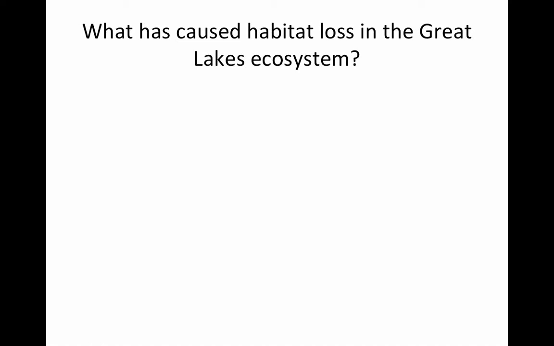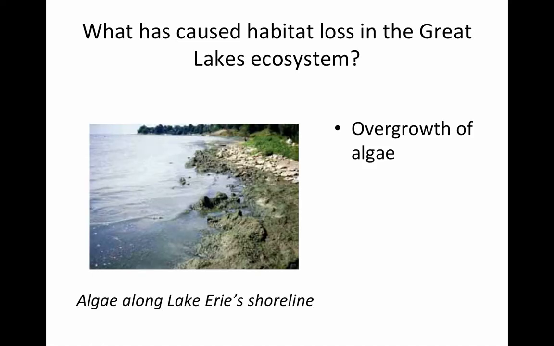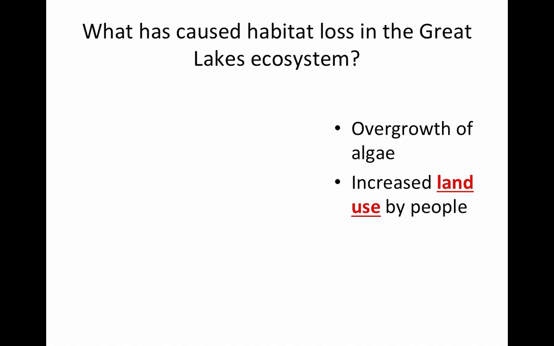First, one of the big problems that we've talked about already is the overgrowth of algae. In this photo, you can see algae along Lake Erie's shoreline. As the algae grew really thick, it made it impossible for fish and other creatures to live there. Luckily, this is something that people have been trying to fix. The second major cause of habitat loss in the Great Lakes ecosystem is increased land use by people.